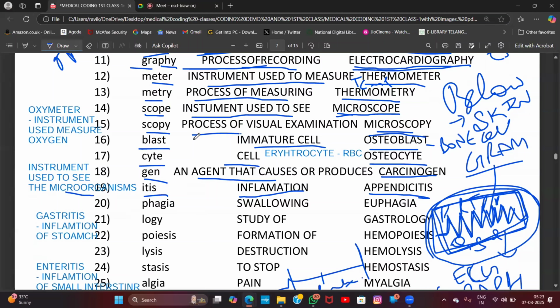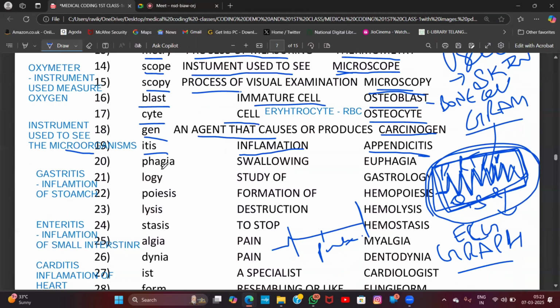Itis is nothing but inflammation or infection. Next, phasia. Phasia is nothing but swallowing. Euphasia is nothing but normal swallowing. Dysphasia means difficulty in swallowing. If there is difficulty in swallowing, that is called dysphasia. We call it dysphasia.